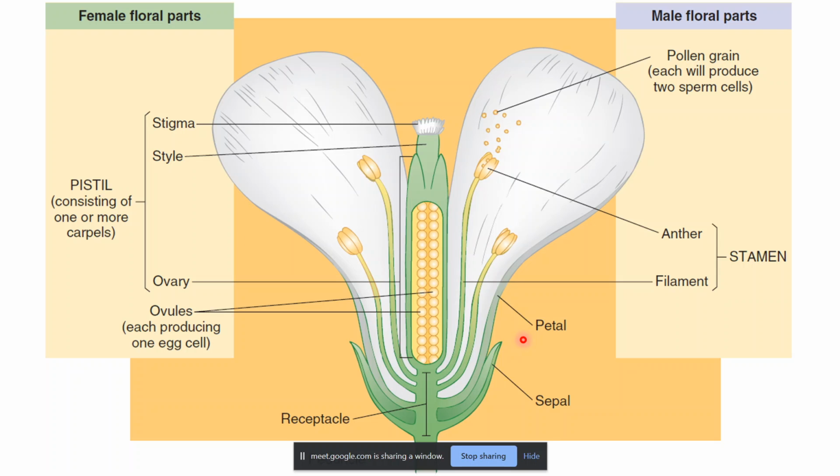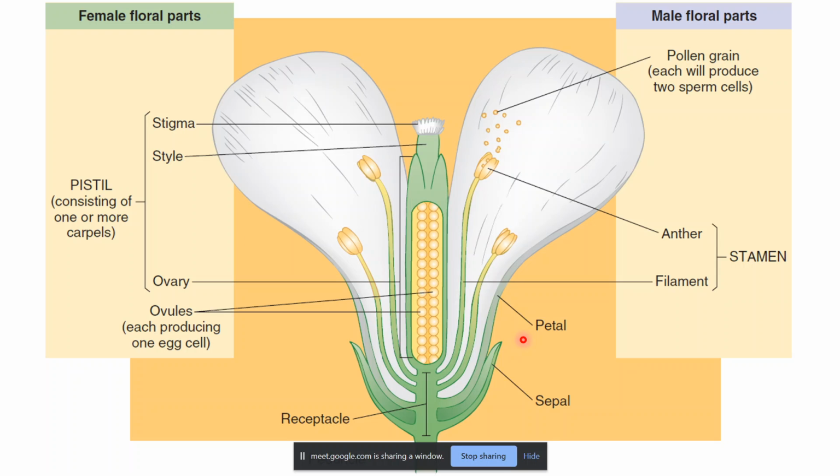A superior ovary is one that has the other floral parts, that is sepals, petals, and stamens, free from the ovary and attached to the ovary's base. So this is a superior ovary, when the ovary is above other parts. An inferior ovary is one that is located below the point at which the other floral parts are attached. So these are two types of ovary location.